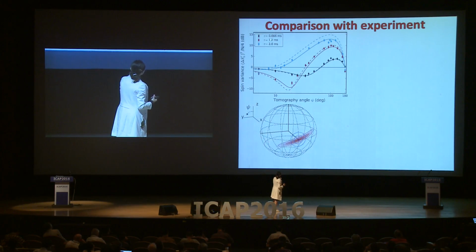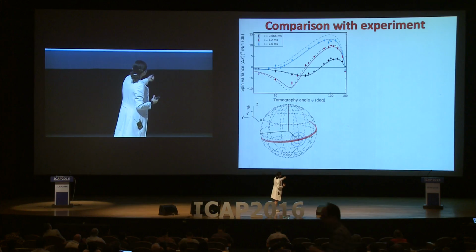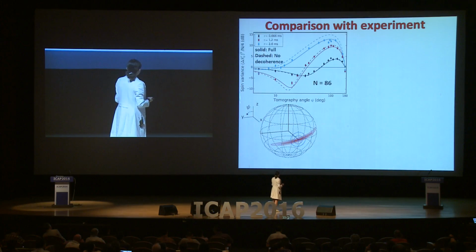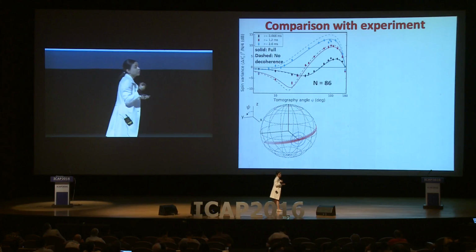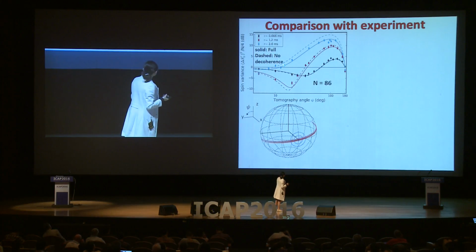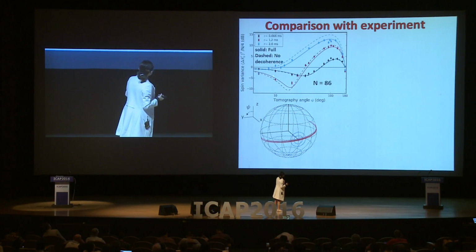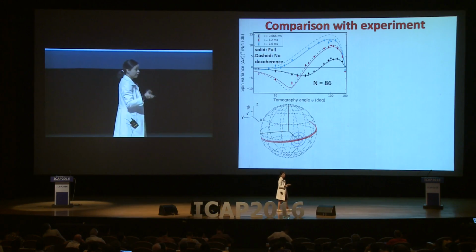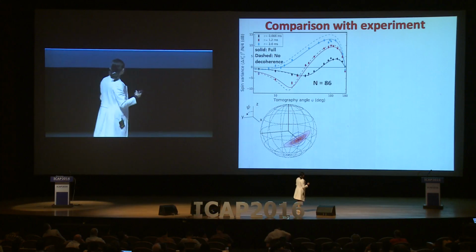So these are for different times: short, intermediate, and long times. And you see that, in fact, as you expect from this movie, there are regions of squeezing, with small variance, and regions of large variance. So this is the squeezing, this is the anti-squeezing. There are experimental measurements. Just to emphasize, this is for 86 ions, and the lines are there to emphasize the importance of decoherence even in the variance. The dashed lines are the theory without decoherence, and the full lines are when we include decoherence. So we are seeing signatures of squeezing.